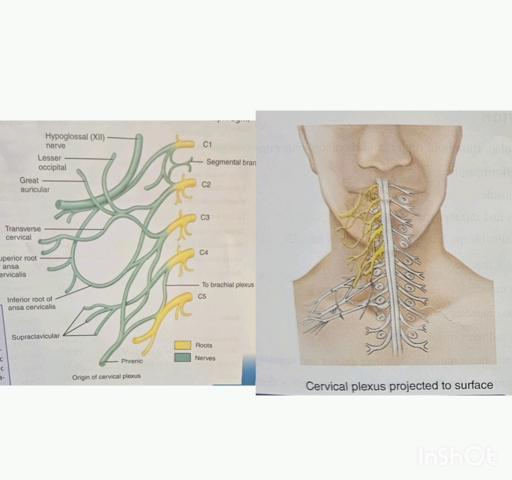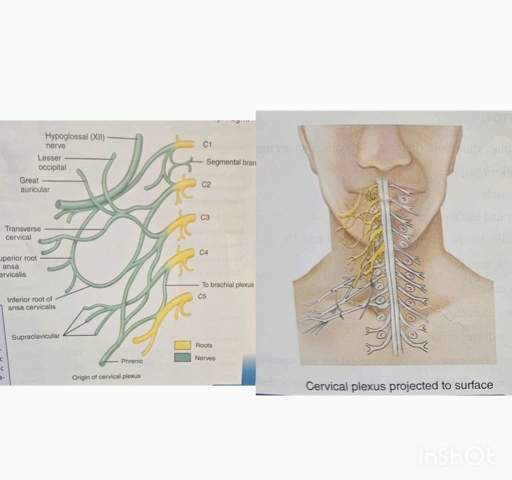And the great auricular nerve, its origin is C2 to C3. The distribution is the skin of the anterior inferior area and some of your ear and your parotid glands as well. Transverse cervical, C2 to C3. Skin over the anterior and the lateral aspect of the neck.